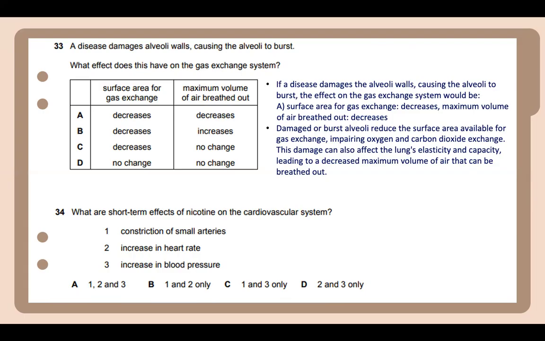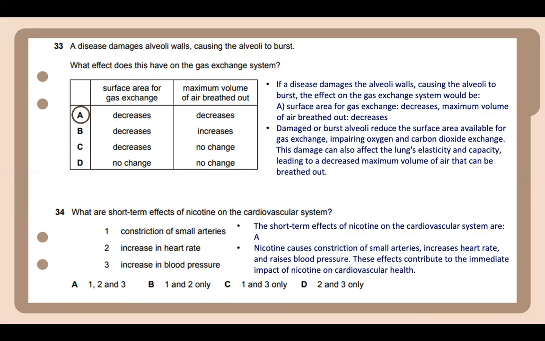What are the short-term effects of nicotine on the cardiovascular system? The short-term effects of nicotine on the cardiovascular systems are constriction of the small arteries, increase in heart rate, and increase in the blood pressure. And these effects contribute to the immediate impact of nicotine on cardiovascular health.